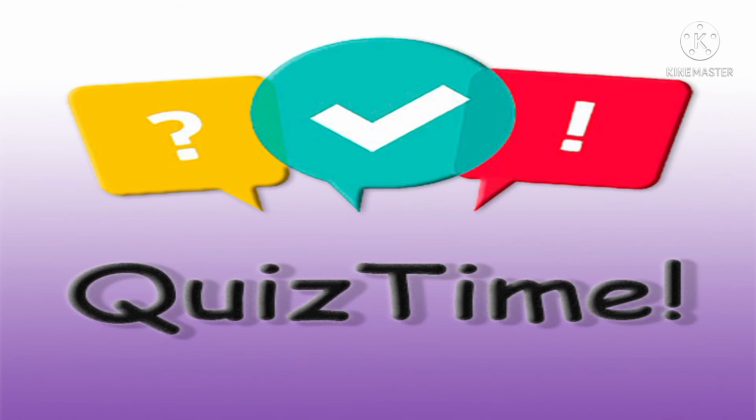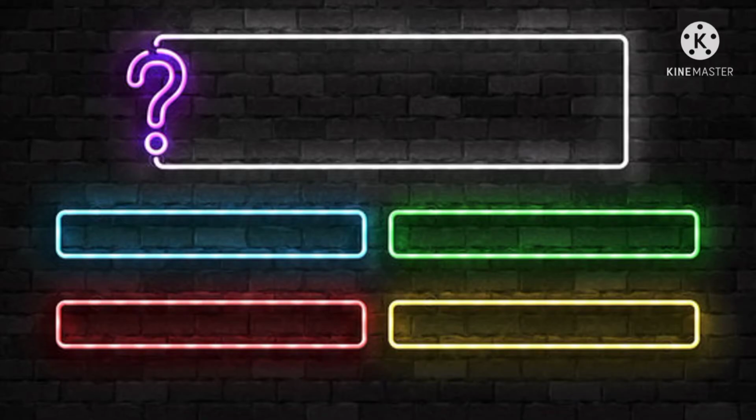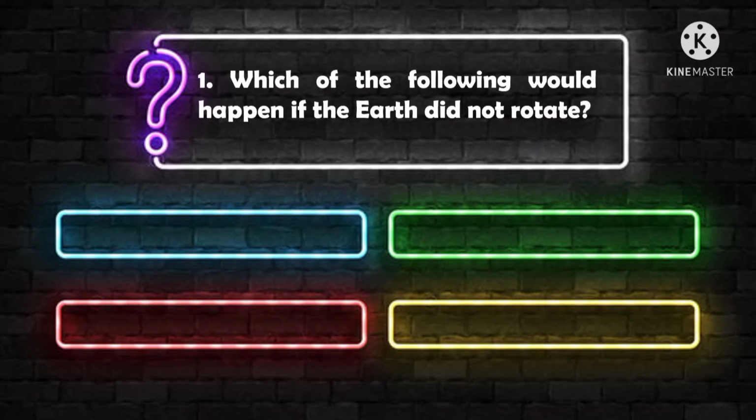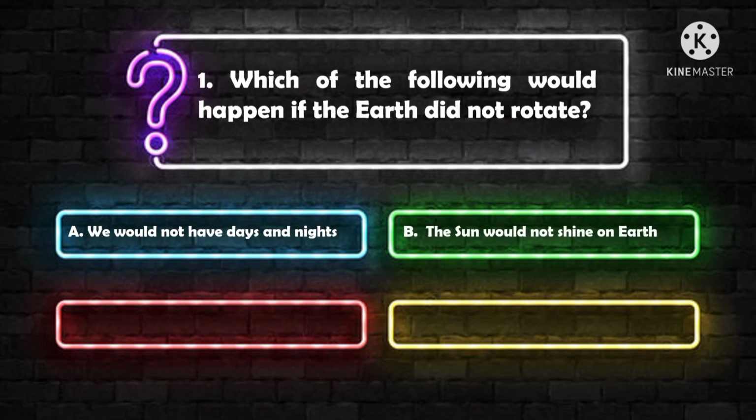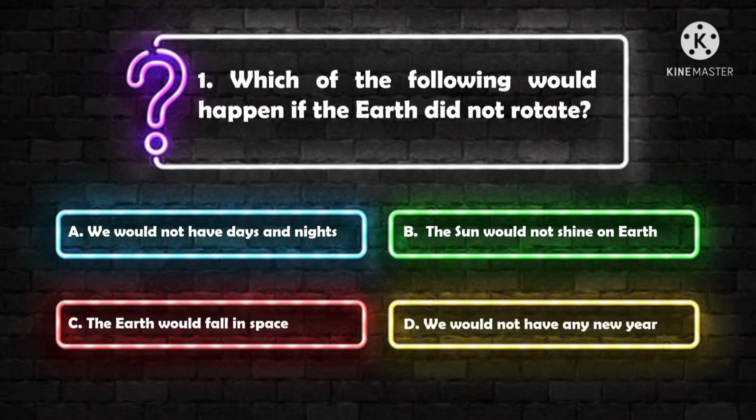Quiz time! Let me see if you really understand our lesson. 1. Which of the following would happen if the Earth did not rotate? A. We would not have days and nights. B. The sun would not shine on Earth. C. The Earth would fall in space. Or D. We would not have any New Year. The correct answer is letter A. We would not have days and nights.